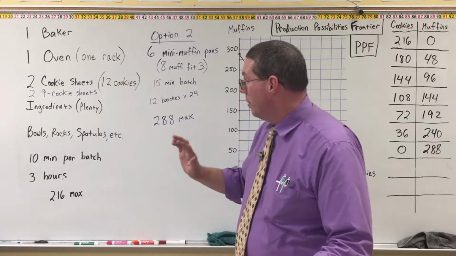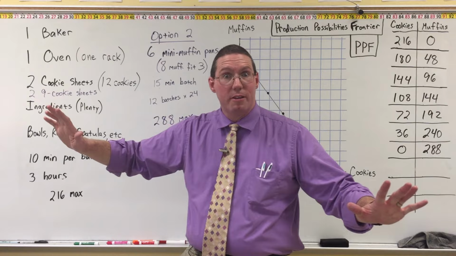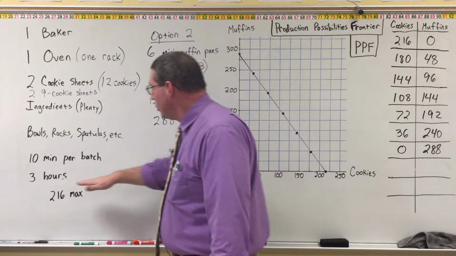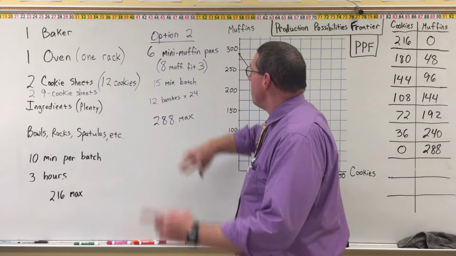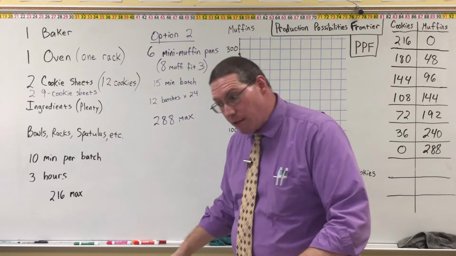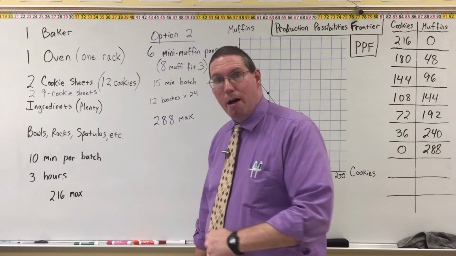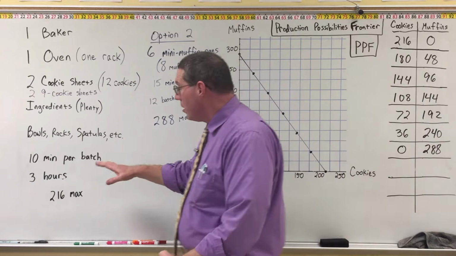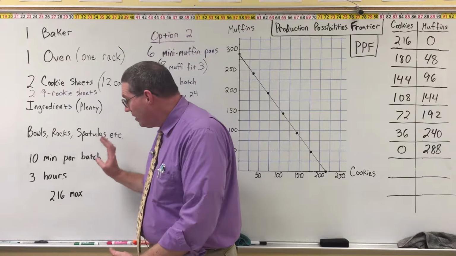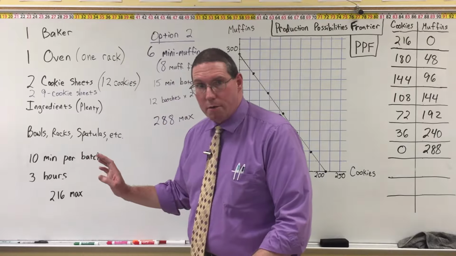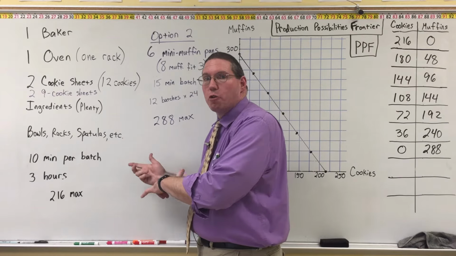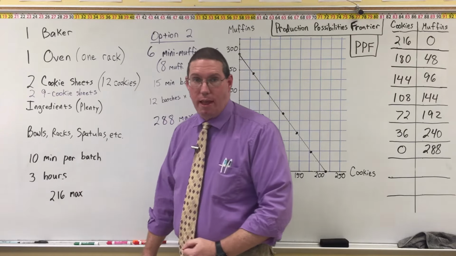I don't know why they're limited to 3 hours to bake in their one oven, but that's the limitation that we are working with in this example. With that limitation of 3 hours, in order to make mini muffins, this baker is going to have to make fewer cookies. Previously they were using the 3 hours. If they were making 216 cookies, they didn't have any time left over to make anything else. Therefore, in order to add mini muffins, they're going to have to reduce the number of cookies that they bake.